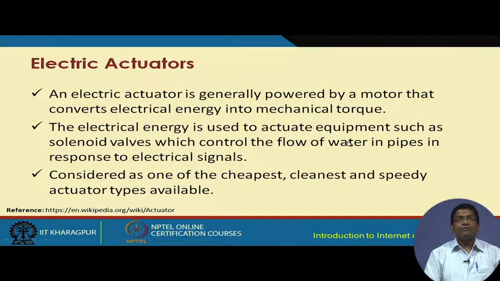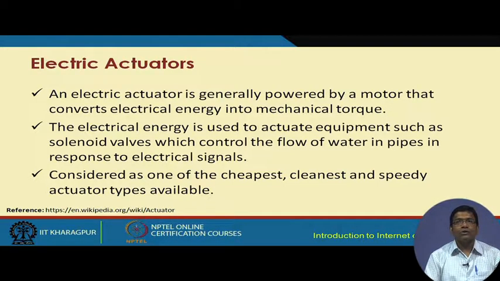We have seen hydraulic actuators, we have seen pneumatic actuators, and then we have the electric actuators. An electric actuator is generally powered by a motor that converts electrical energy into mechanical torque. This electrical energy is used to actuate equipment such as the solenoid valve, which controls the flow of water in pipes in response to electrical signals. And this is what I was showing you at the outset.